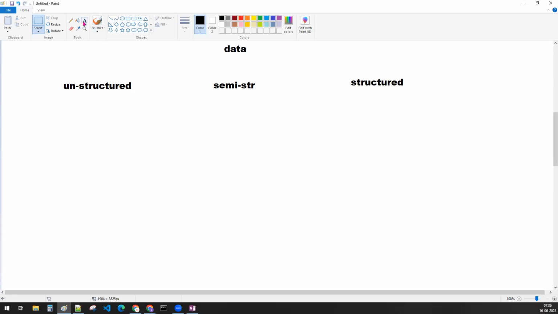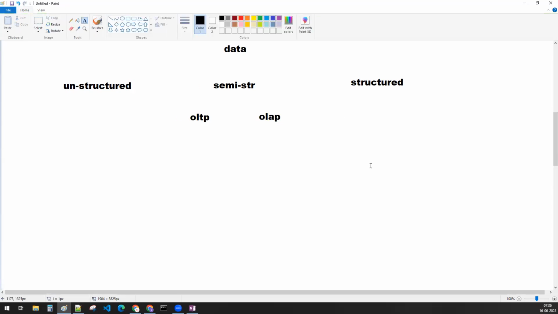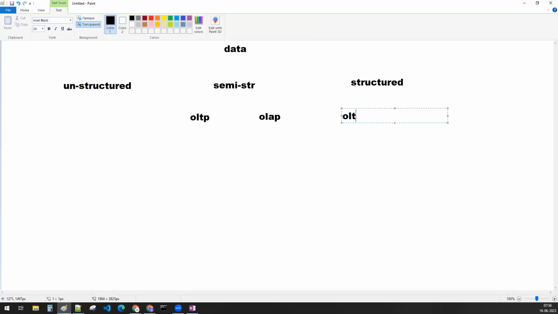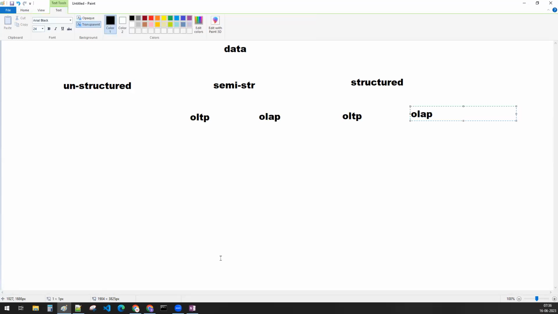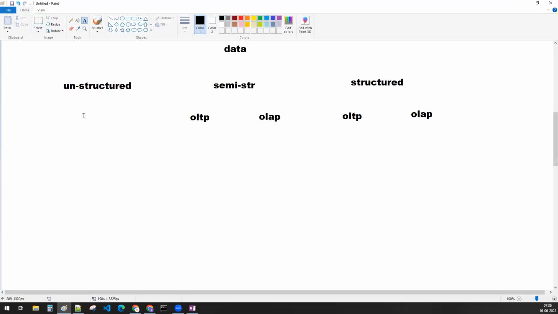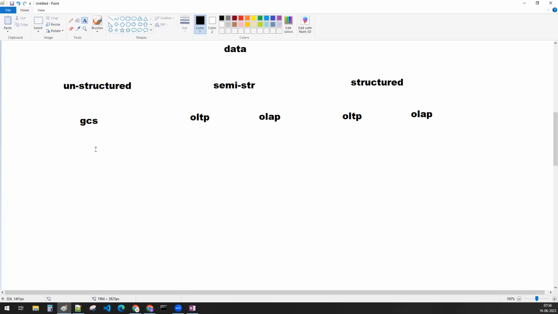If you come to structured and semi-structured, you will be looking at OLTP as well as OLAP. In structured also, you will have OLTP as well as OLAP. You can't store unstructured data in OLTP or OLAP. There is only one dedicated platform, that is Cloud Storage. You can directly store unstructured data in Google Cloud Storage.